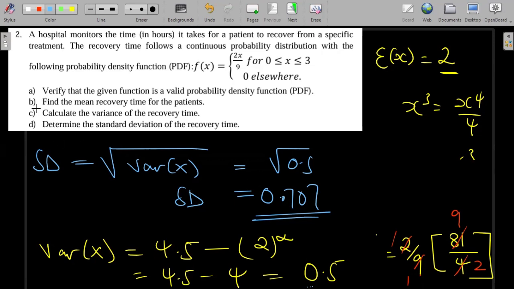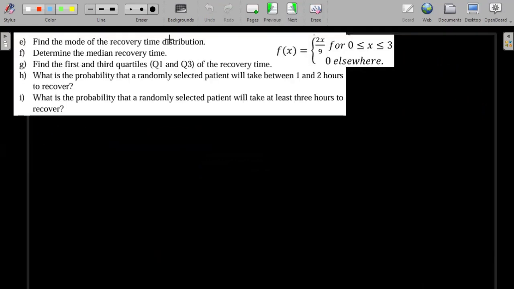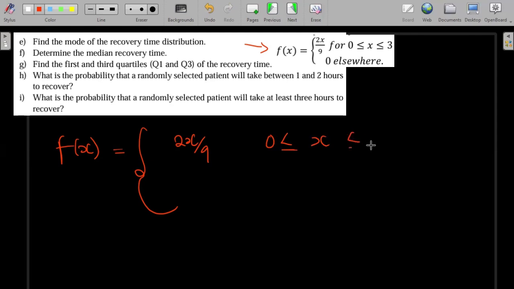So we are done with questions A, B, C, and D here. Okay, let's look at question E. It's still the same function, this one here, but now we have more questions to solve. So question E: find the mode of the recovery time distribution. Okay, so our PDF is 2x over 9 for 0 all the way up to 3, and then it is 0 elsewhere.